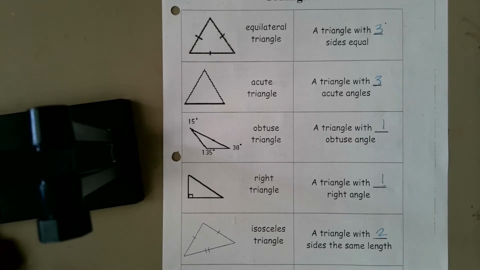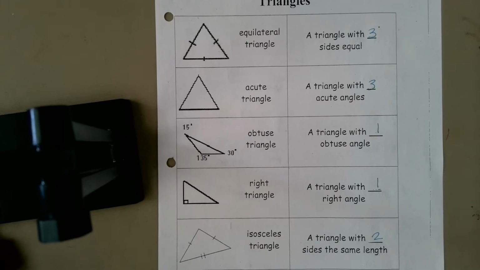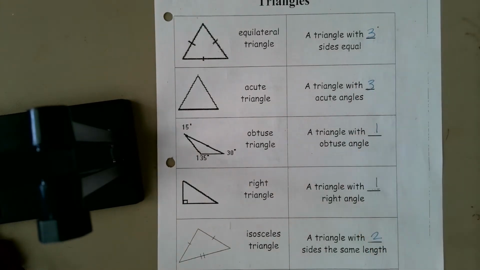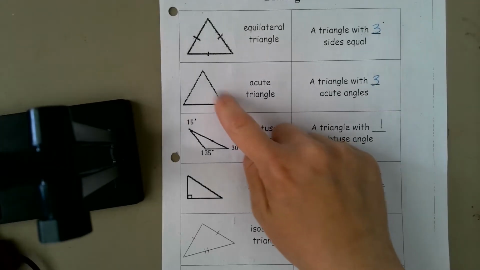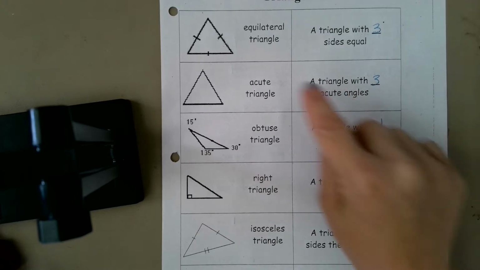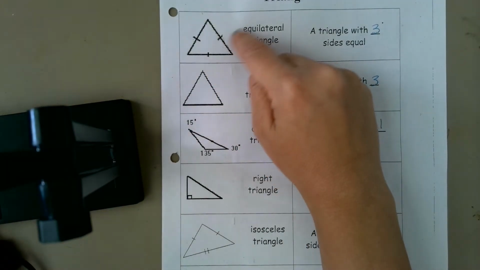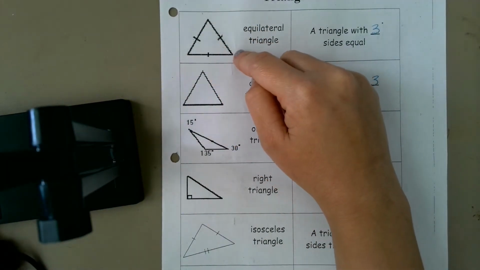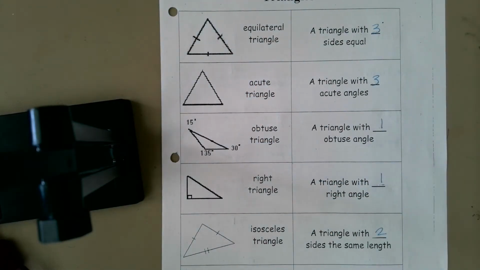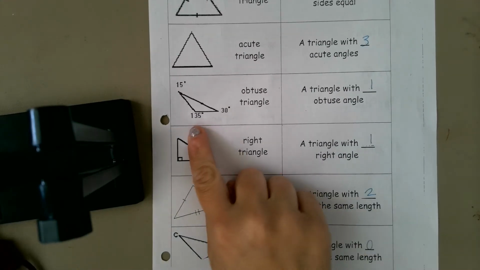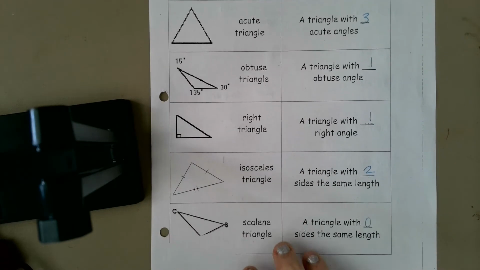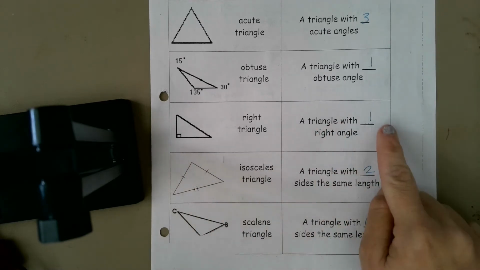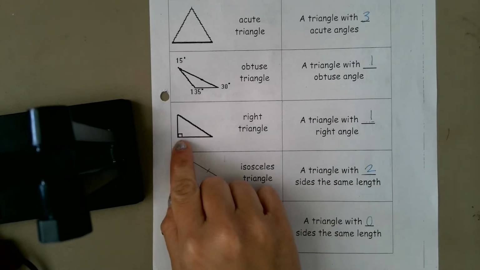Okay, so this is the sheet you should have filled out based on that video. I just want to make sure you have the right answers. An equilateral triangle is a triangle with three equal sides. An acute triangle is a triangle with three acute angles. So there's an acute, there's an acute, and there's an acute. And if you remember from the videos, these little slash marks mean that they are all the same size, so they are congruent. An obtuse triangle is a triangle with one obtuse angle. Remember, obtuse means it's more than 90 degrees. A right triangle is a triangle with one right angle. So there's only one.